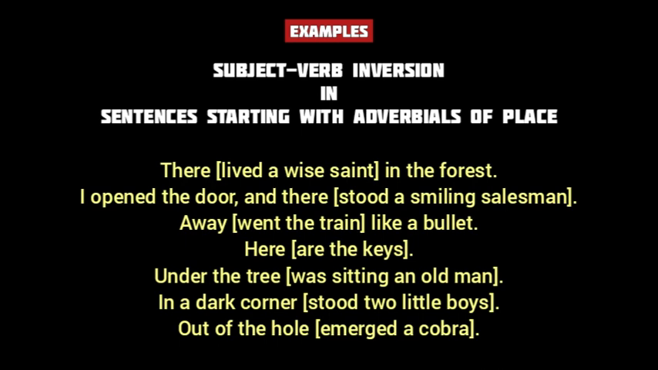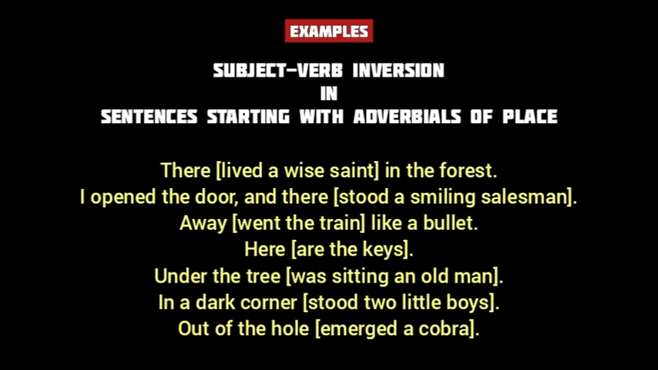For example, in the sentence, there lived a wise saint in the forest, there is an adverb of place, and the verb lived has come before the subject a wise saint. I opened the door, and there stood a smiling salesman. In this sentence also, the principal verb stood and the subject, a smiling salesman, are inverted.